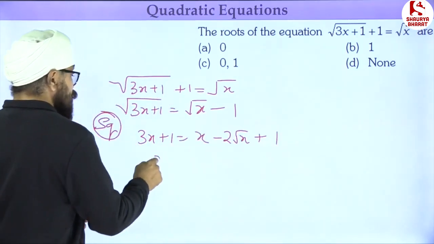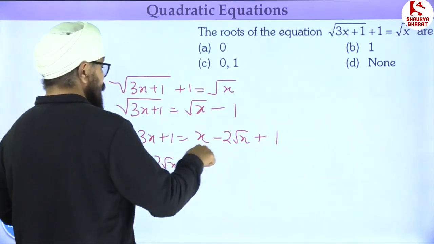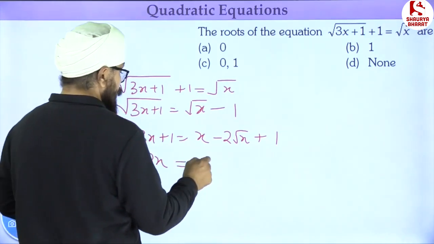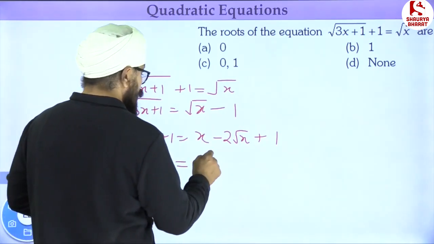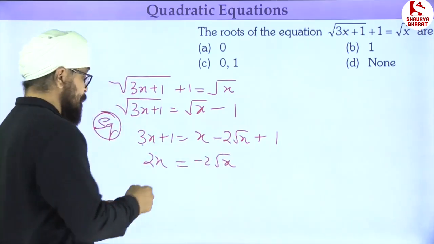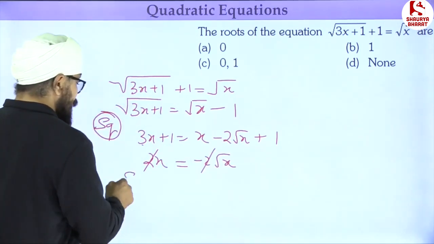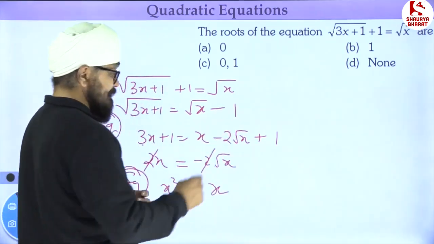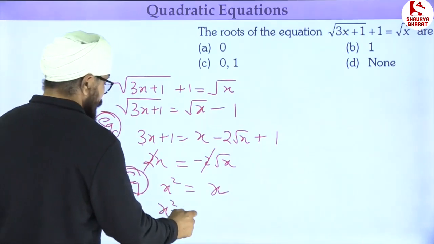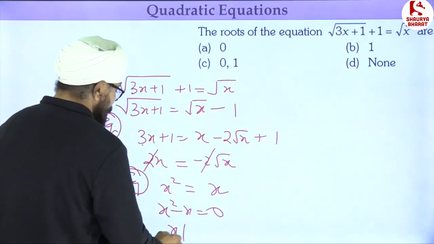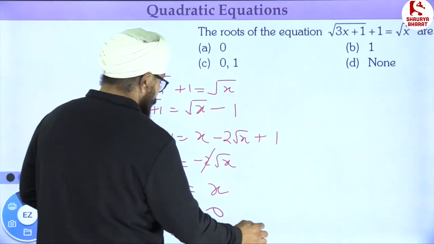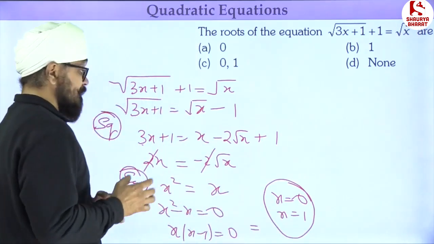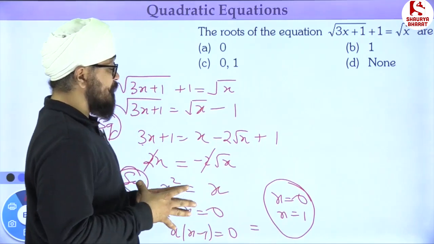Now I will take this 2 root of x on one side, and let's bring everything to this side. So this is 2x and this is going to cancel. So we have minus 2 root of x. Again I will go with the squaring, but before that I will cancel out this 2, and again if I go with the squaring, I get x square is equal to only x. Clear? Now we can take this x square and x on this side, and generally students cancel that x, but we will not do that. So here the answers we get are x is equal to 0 and x is equal to 1.